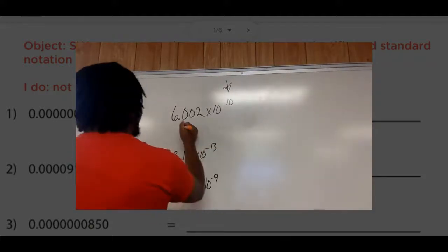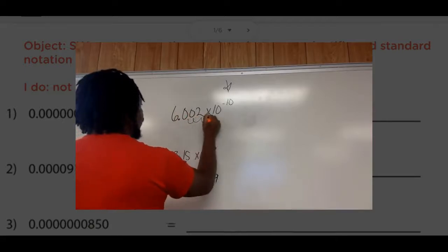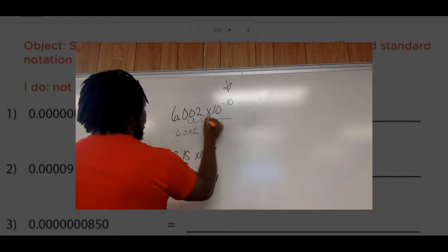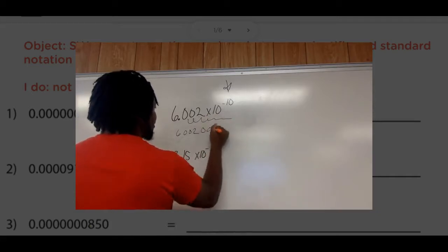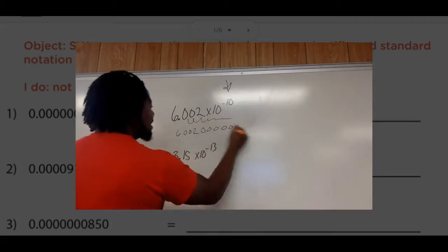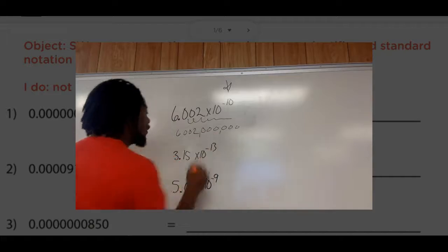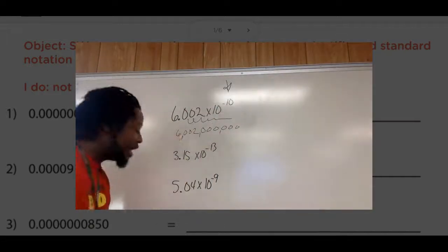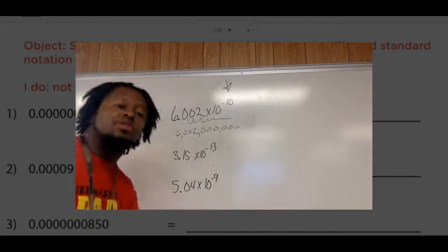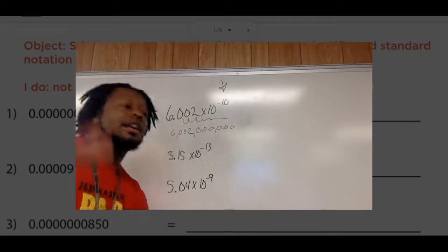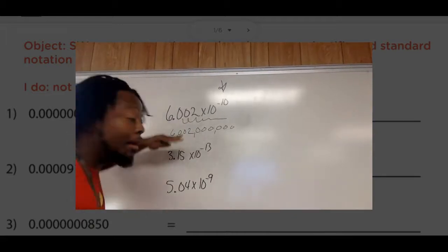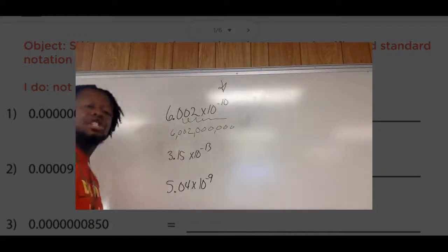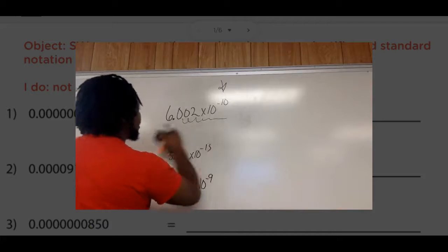So if I'm doing this problem and I'm going this way, 1, 2, 3, 4, 5, 6, 7, 8, 9, 10, and I get a bigger number, it shouldn't have gotten bigger because the exponent is negative. If the number gets bigger, then you went the wrong way, because that exponent is negative and it should be getting smaller. I hope you got that.